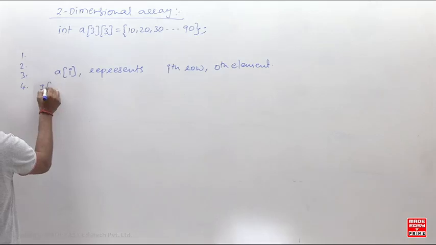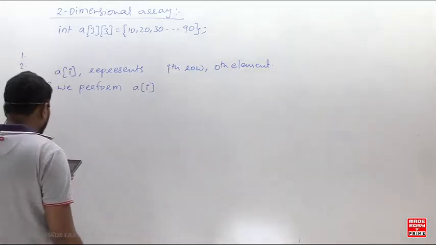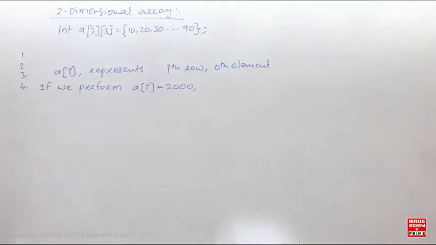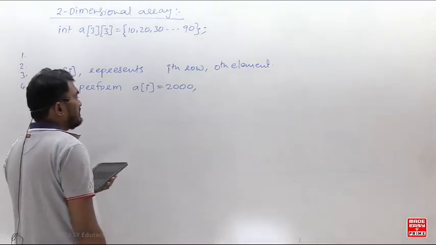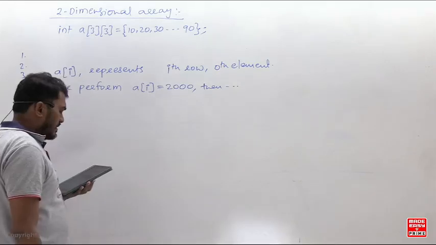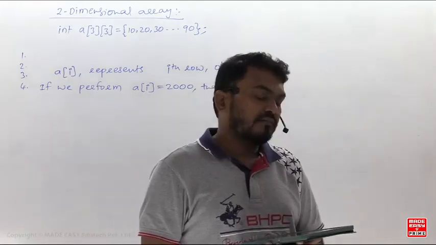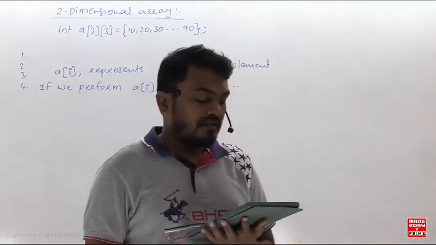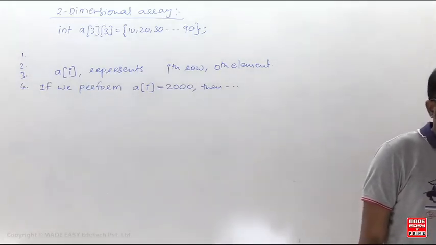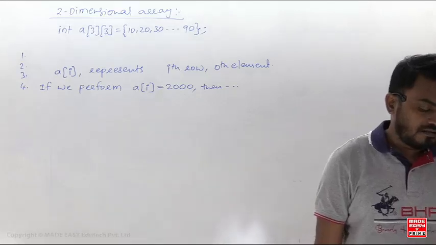Next, number 4. If we perform a of i equal to 2000, then it gives an error, because we cannot modify the constant base address of the ith row through the 0th element.